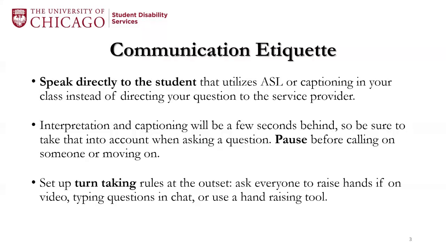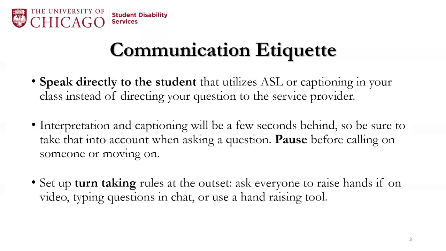Now some communication etiquette considerations. Speak directly to your student who uses ASL or uses captioning in your class, just like you would any other student in your class. There's no need to ask the interpreter or the captioner to relay a question or a comment on your behalf. Instead, just ask the question directly to the student, and then they'll respond to you directly as well.